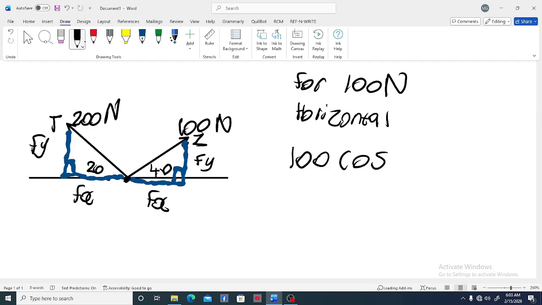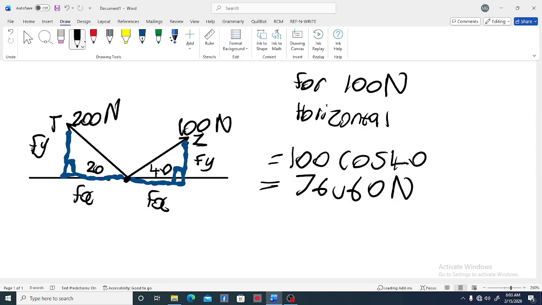What is the angle there in the triangle on the 100 Newton force? It's 40. Then you just put this on a calculator. What is 100 cos 40? On my calculator here, I'm getting 76.60 Newtons when we round off to two decimal places.